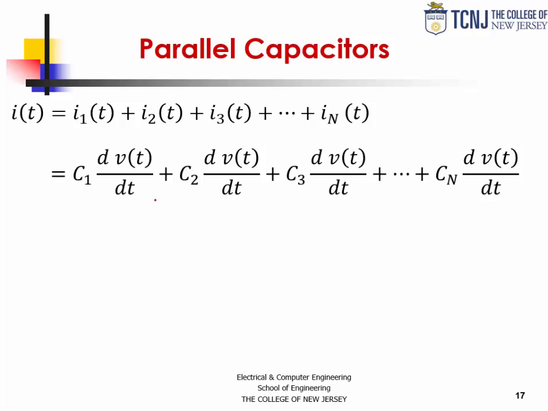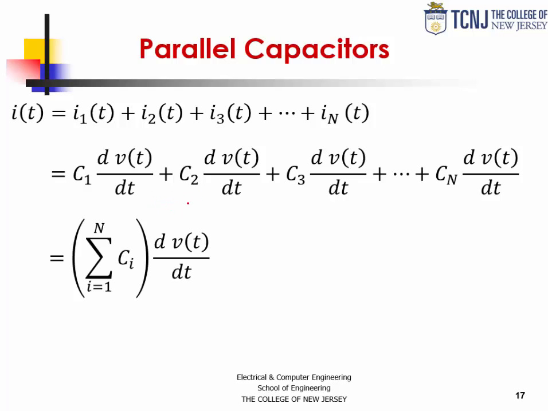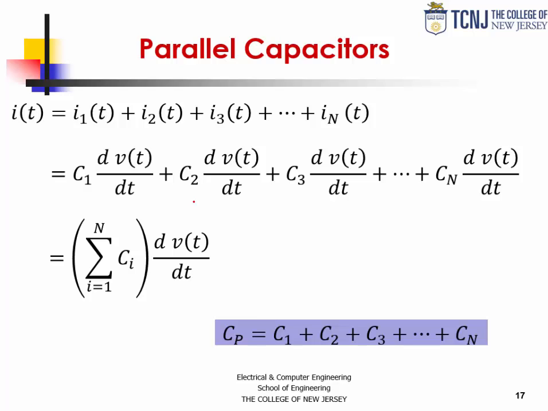Then if we factor out that derivative, we have that the parallel combination of the capacitors is equal to just the sum of the individual capacitances. So we can remember this as follows: capacitors in parallel combine as resistors in series.